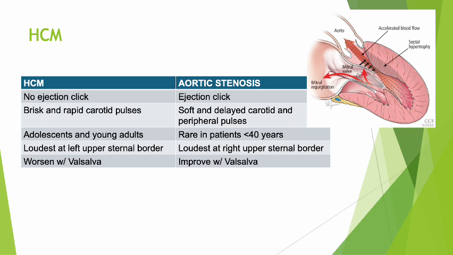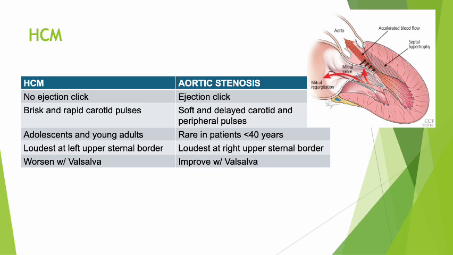And both of these are going to have a crescendo decrescendo murmur. I really want you to visualize this picture whenever you think of a HOCM question and understand why it would be similar to aortic stenosis with the sound of that murmur. Both of those are going to be something where you have difficulty with the blood going from the left ventricle to the aorta. But in HOCM, there are some differences.